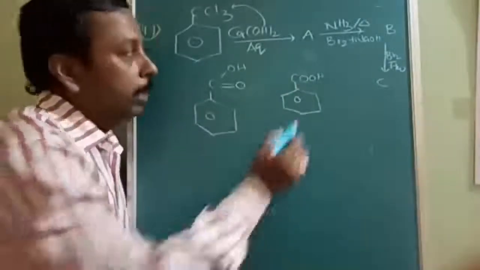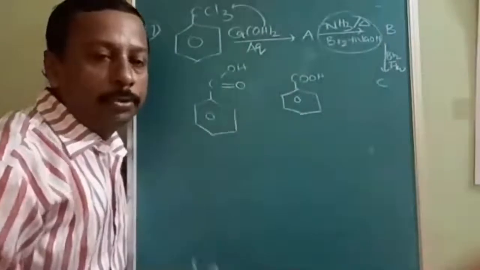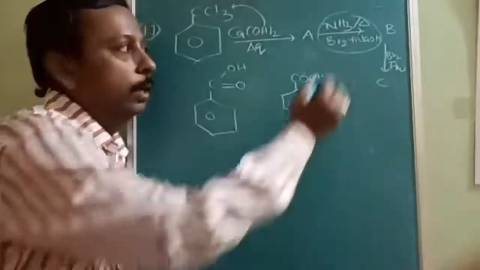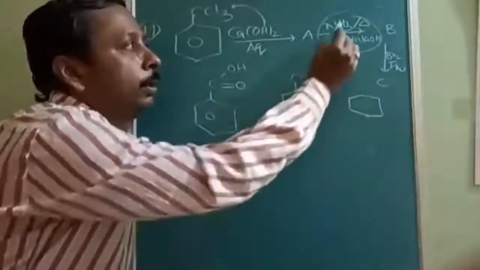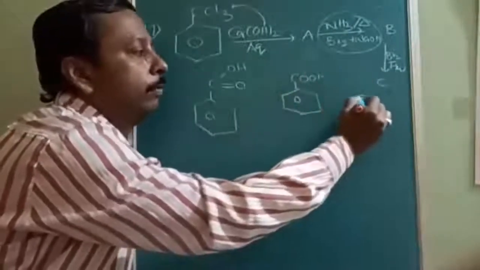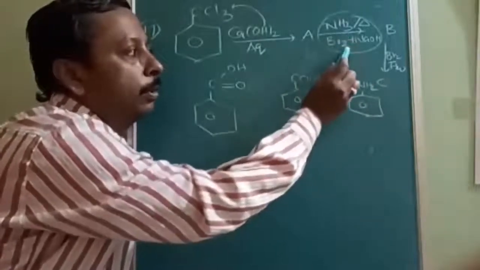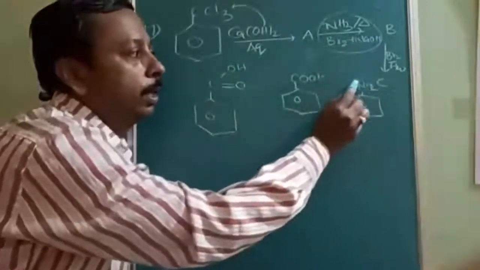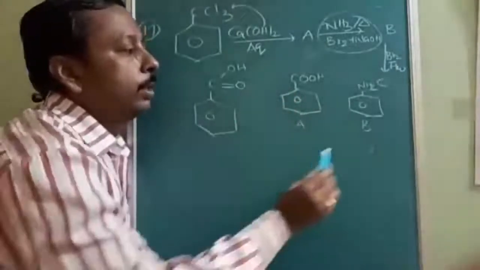As soon as you see this reaction, the Hoffmann bromamide degradation reaction should immediately strike your mind, where first the amide will form, then it will form aniline. Amide followed by CO2, Na2CO3 will be eliminated, and aniline will be formed. B is aniline, A is benzoic acid.